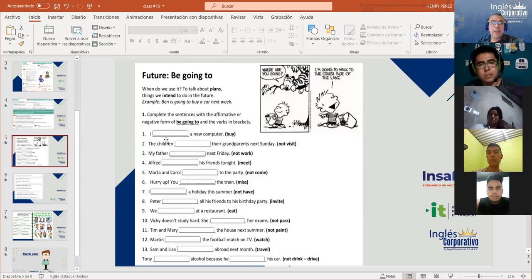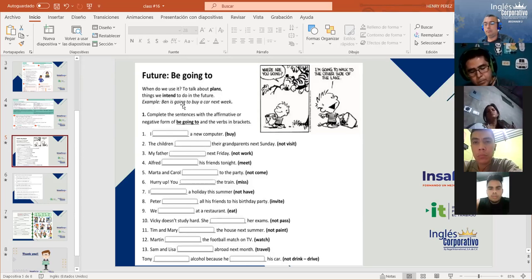1, 2, and 3. We have the verb here. Aquí está el verbo. Here, affirmative. Here, negative. Esta sí me la van a mandar. 1, 2, and 3. Remember, aquí está el example. Ben is going to buy a new car next week. Example. Ya hicieron unas ustedes ahí en el module. So I want you to do it. You have 5 minutes. 5 minutes max.